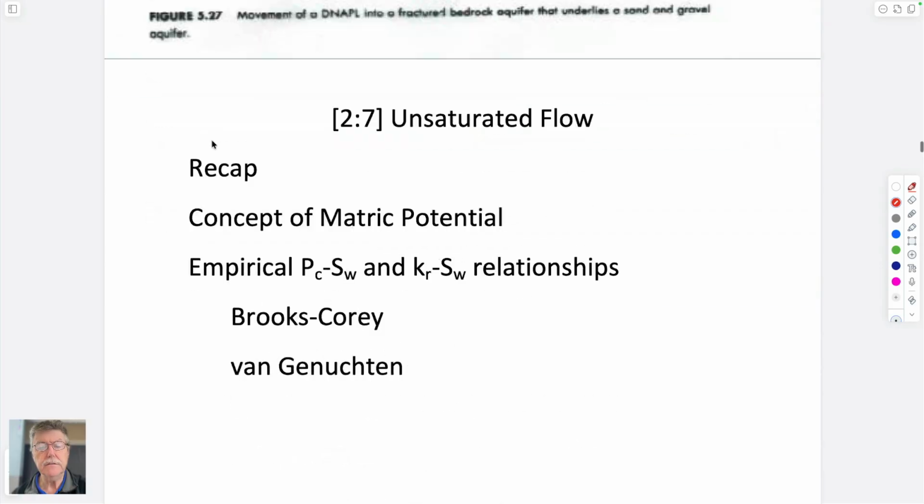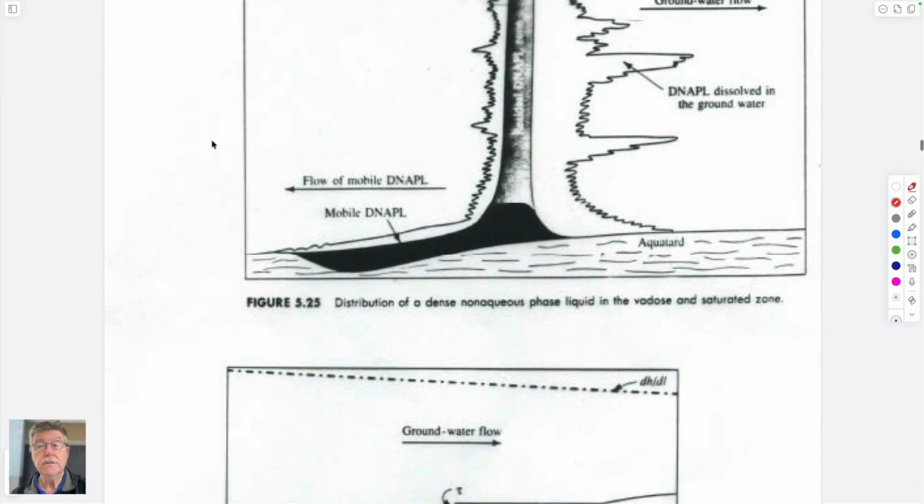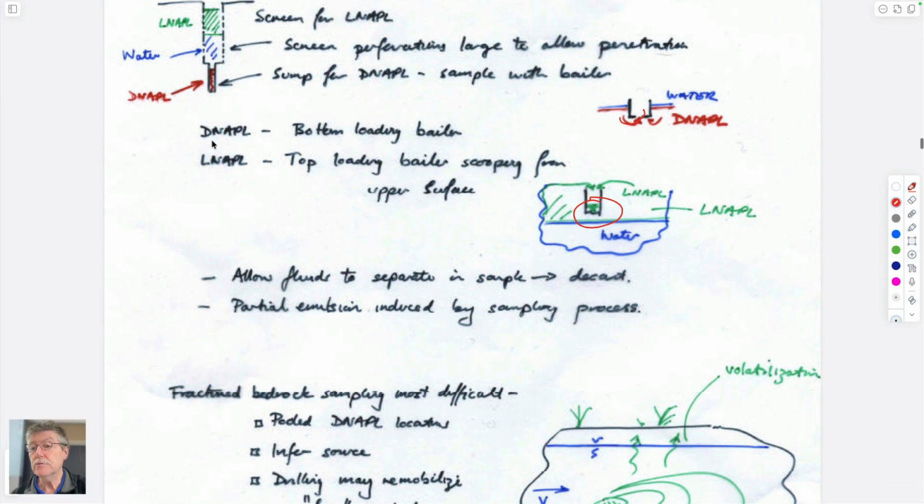And that's it for today. So that's it for NAPLs. We'll do the same thing next time for talking about unsaturated flow, to be able to define empirical relationships which define how permeability and capillary behaviors are related in a relatively practical way from lots of measurements that have been made. So we'll talk about that next time.